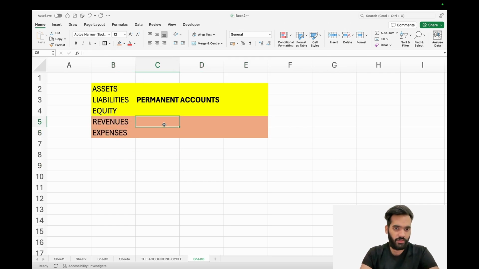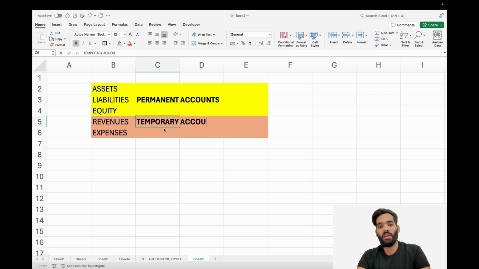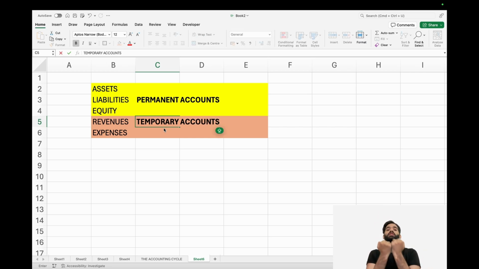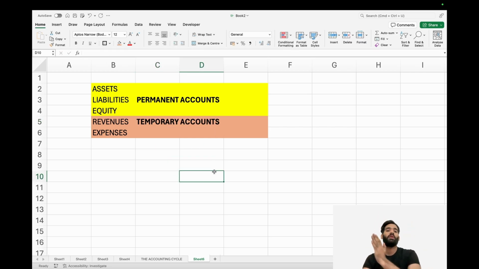Let's give it a separate color so it's easy to see. There we go. So these are called temporary accounts, meaning we need to close these accounts at the end of the accounting period. So next accounting period or next year, we can start counting from zero again to whatever number happens in the next year.